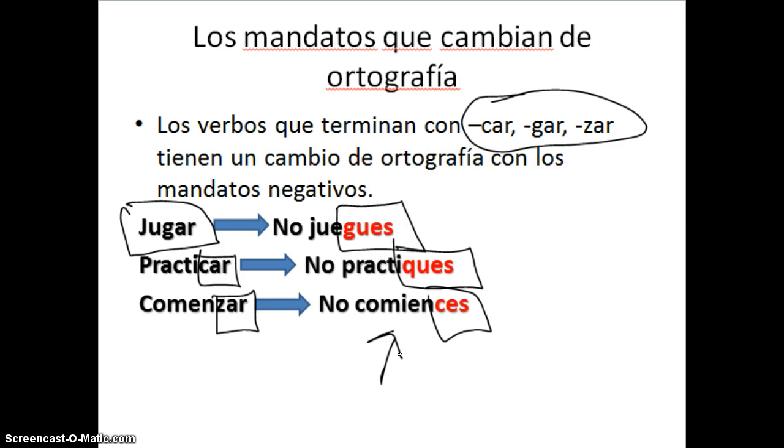Because if we had the z here. Alright, so let's look at jugar. We change it to juego in order to make it the yo form. And then if we took off the o and added the es, it would be jueges. So we need to add the u in order to make the g sound like it's supposed to. That's the only reason we change it, for the pronunciation. So just try to remember that you changed them before when you did this a little bit with the preterite in the yo form. So now just remember you have to change it now.